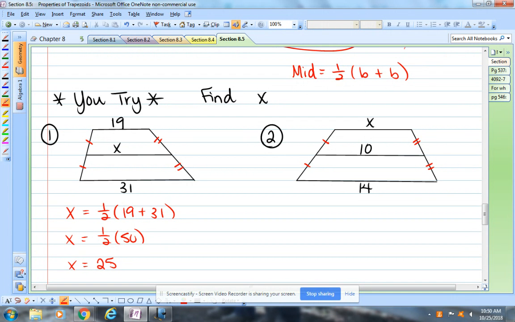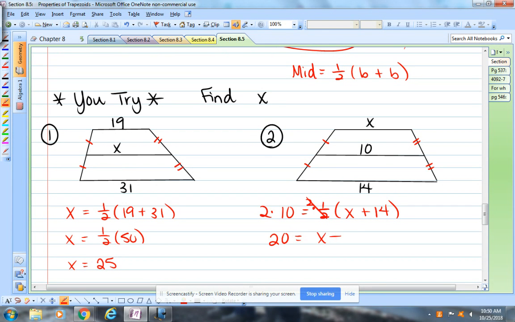All right, number 2, are you looking for a mid-segment or a base? You're looking for a base. So you're going to do mid-segment equals 1/2 of base plus base again. So what was the mid-segment's length? 10 equals 1/2 of, what are your bases? Or x plus 14, either way. And then what do you do first on this one? Multiply by 2 on each side. So that's 2 times 10 is what?